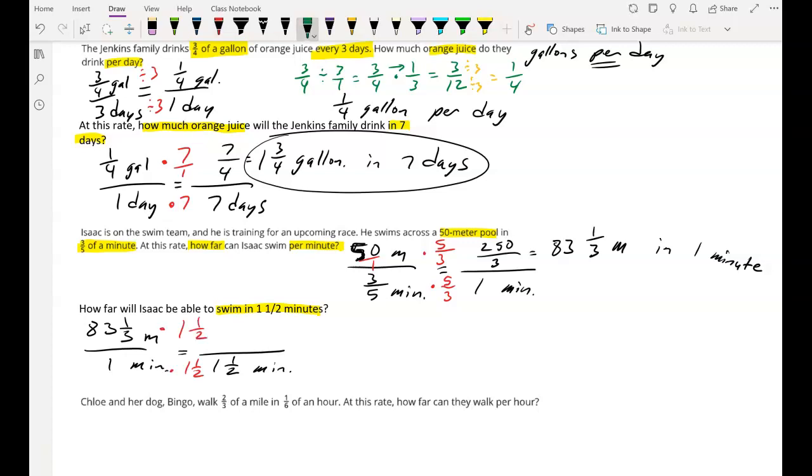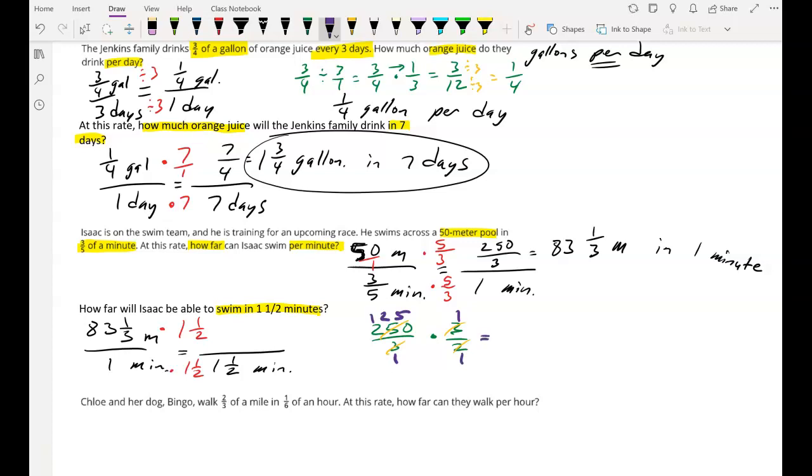But we should probably change 83 1/3 to an improper fraction, which we know is 250 over 3. Multiply that times 1.5. We'll make that into an improper fraction as well. That's 3/2. I'm going to do some cross simplifying because I know that 3 and 3 can both be divided by 3, and I get 1. And 250 and 2, those can be simplified. They can both be divided by 2. This is 1, and this will be 125.